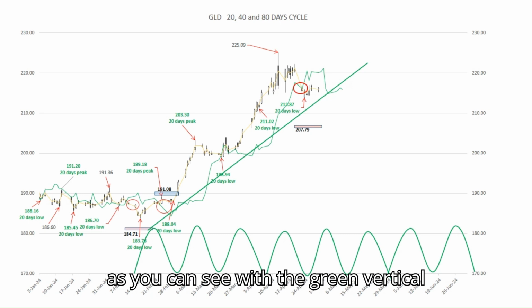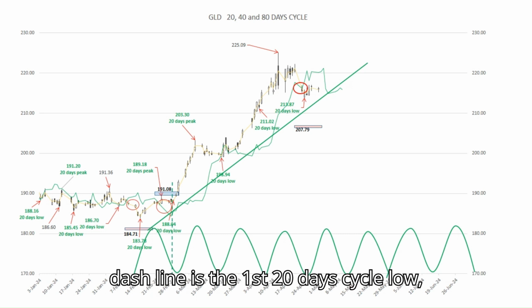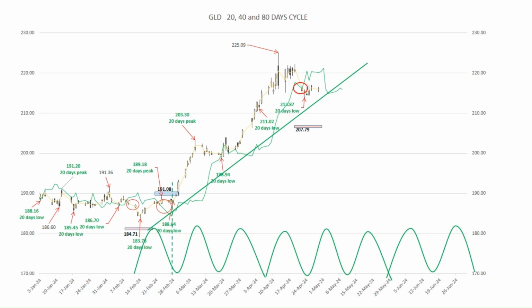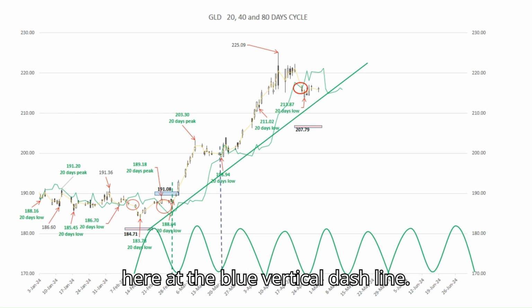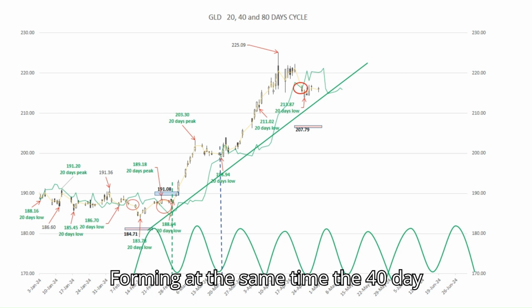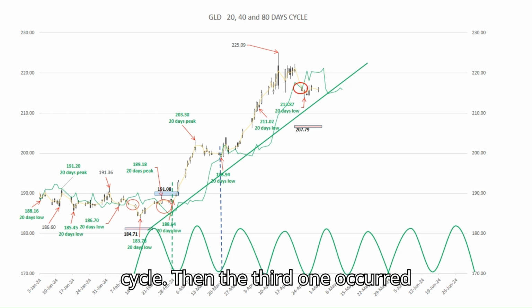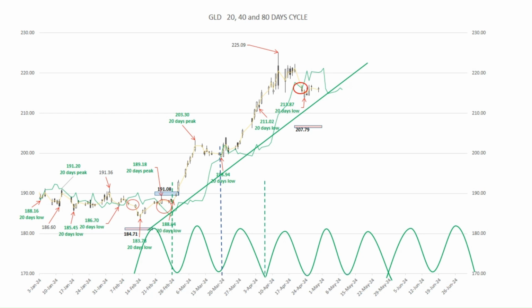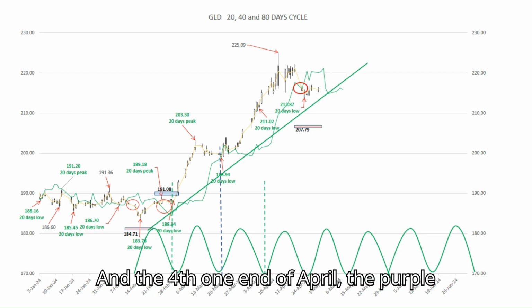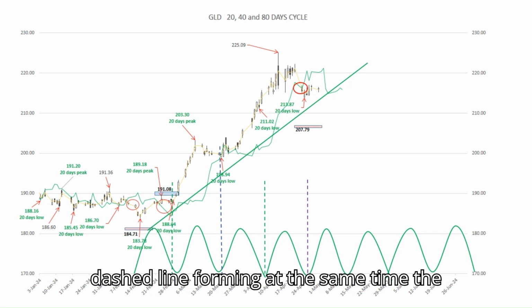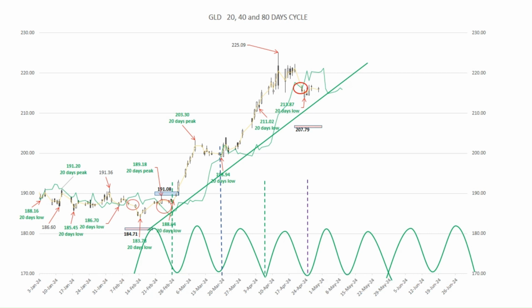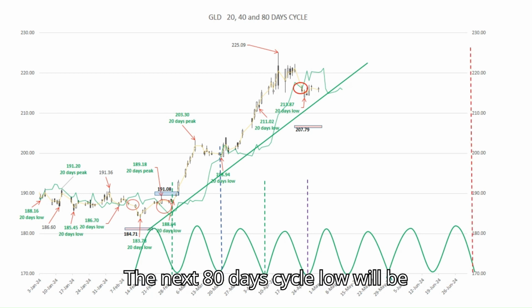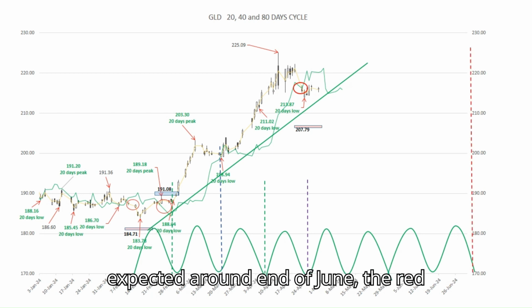As you can see, the green vertical dashed line is the first 20 days cycle low. Then the second 20 days cycle low occurred here at the blue vertical dashed line, forming at the same time the 40 days cycle. Then the third one occurred at the beginning of April. And the fourth one, end of April, the purple dashed line, forming at the same time the second 40 days cycle and the 80 days cycle. The next 80 days cycle low is expected around the end of June, the red dashed line.